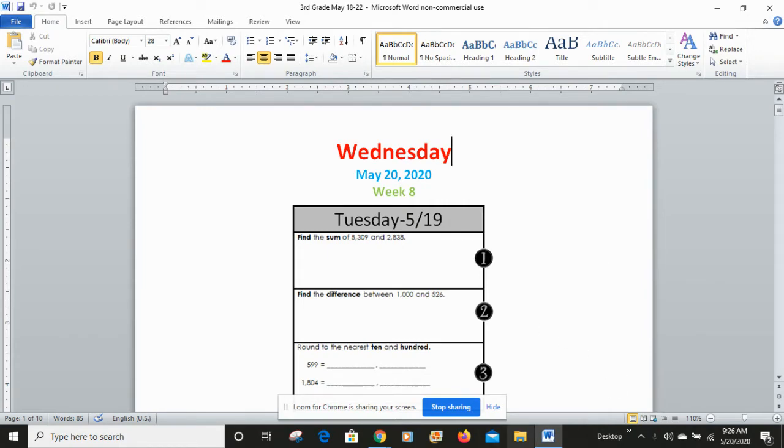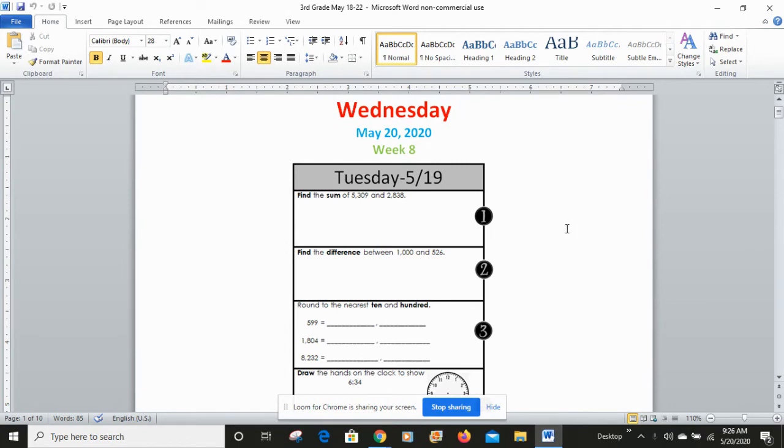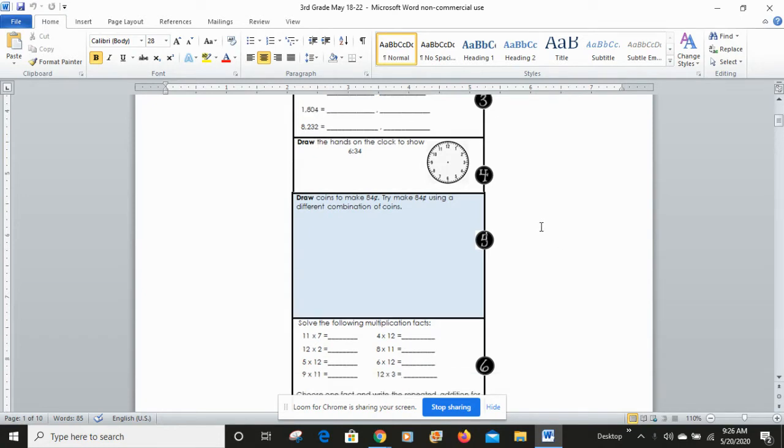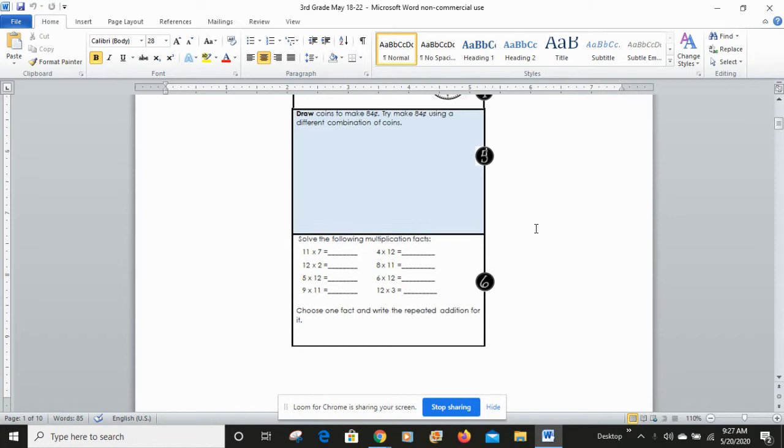And today on your spiral review, remember you have lots of different activities to do, but we're going to focus on the one that talks about drawing coins to make a certain total. On your activity, it says draw coins to make 84 cents. Try to make 84 cents using a different combination of coins. The combination of coins is where counting coins gets kind of tricky.